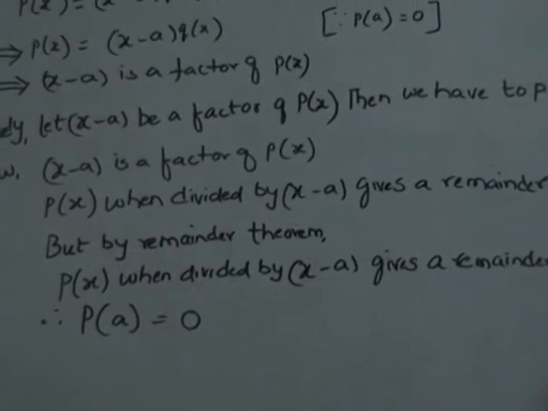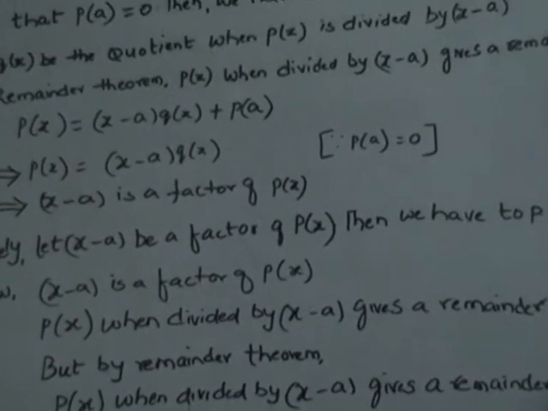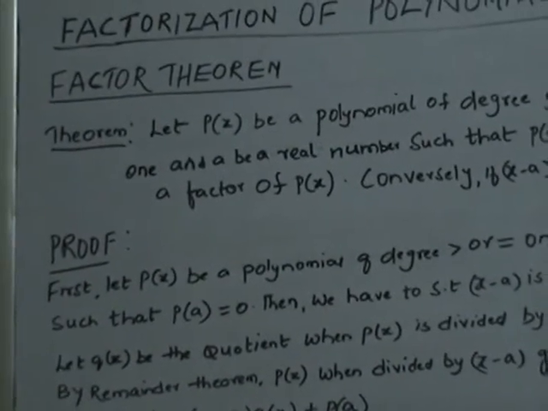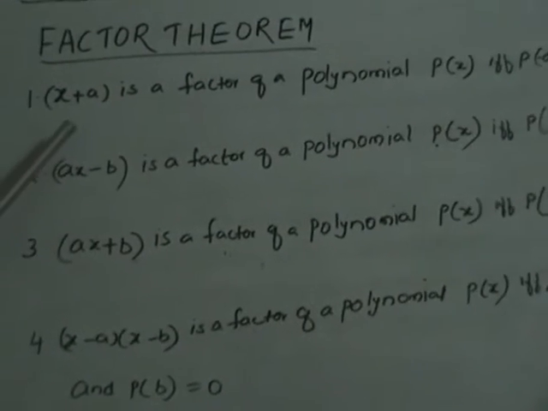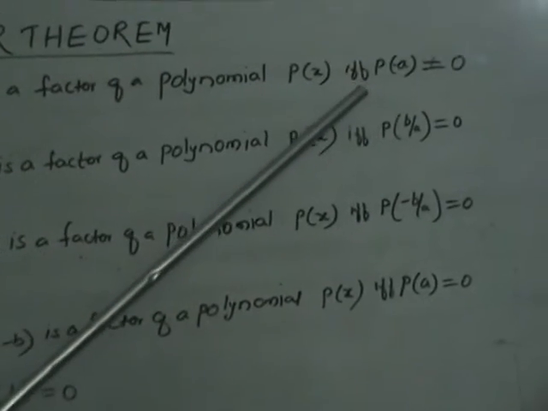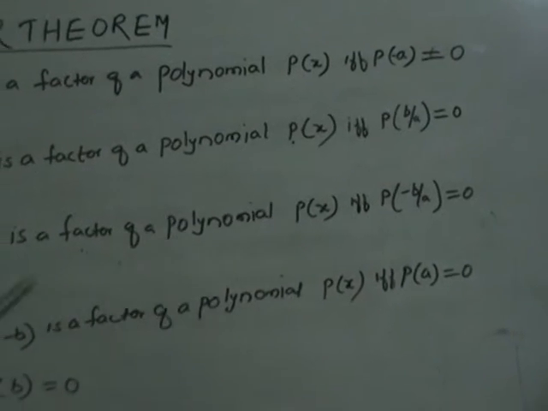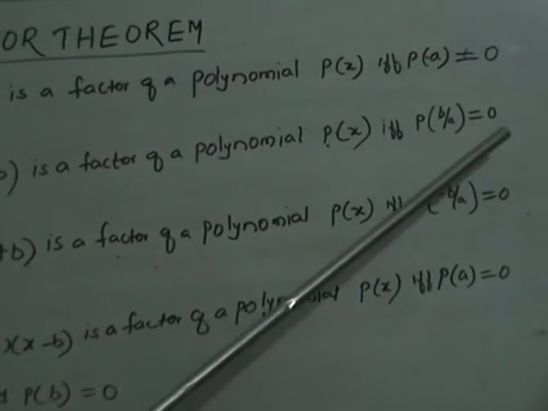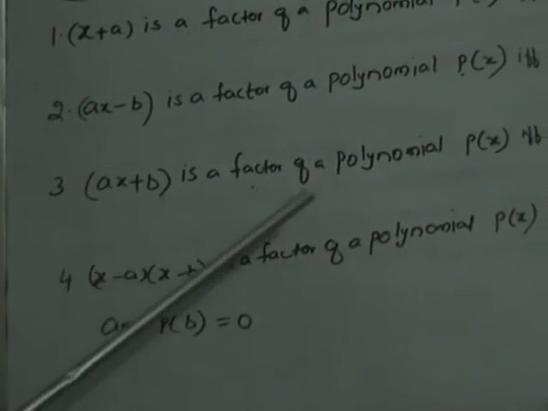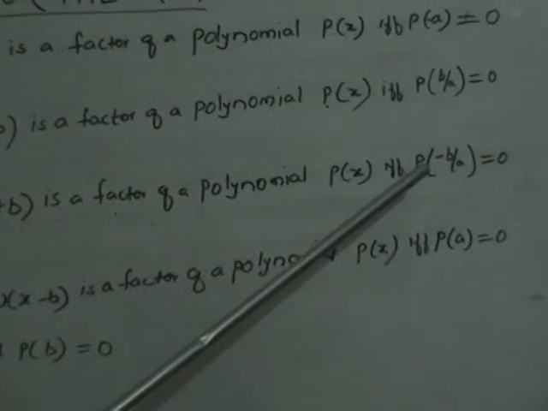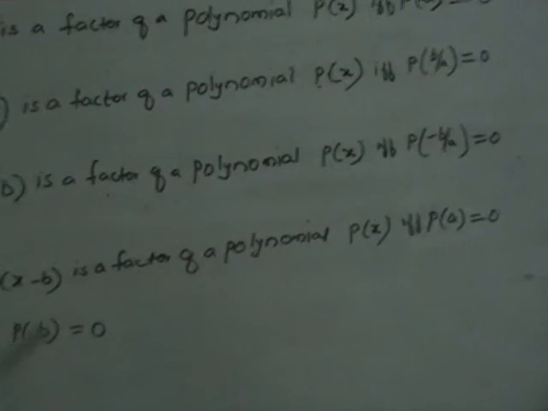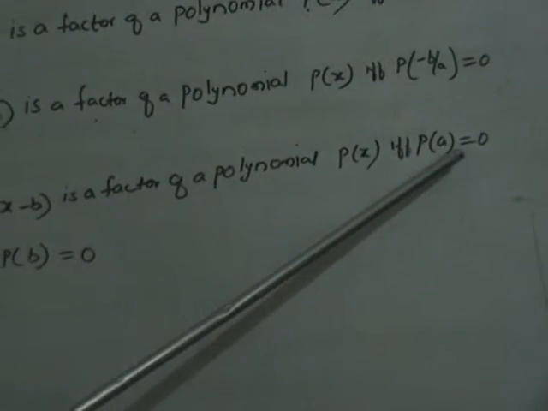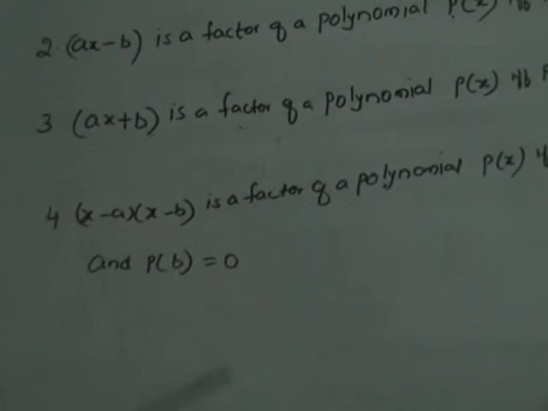In the factor theorem, we have 4 possibilities and let us look at them now. Now let us see the 4 possibilities. x plus a is a factor of a polynomial p of x if p of minus a is equal to 0; ax minus b is a factor of polynomial p of x if p of b by a is equal to 0; ax plus b is a factor of the polynomial p of x if p of minus b by a is 0; and x minus a into x minus b is a factor of polynomial p of x if p of a is equal to 0 and p of b is equal to 0.